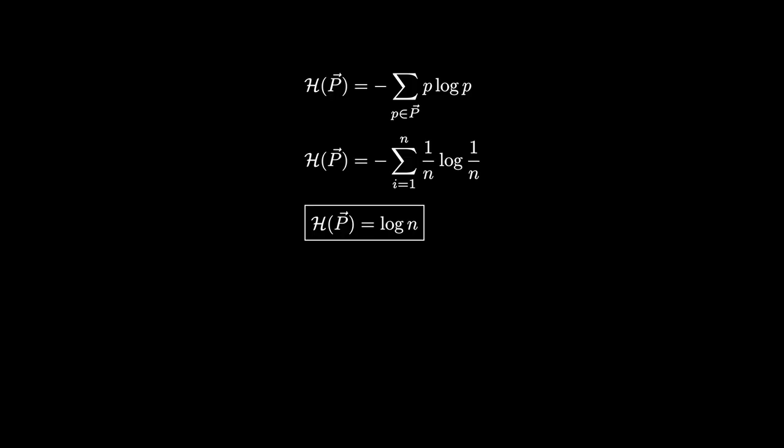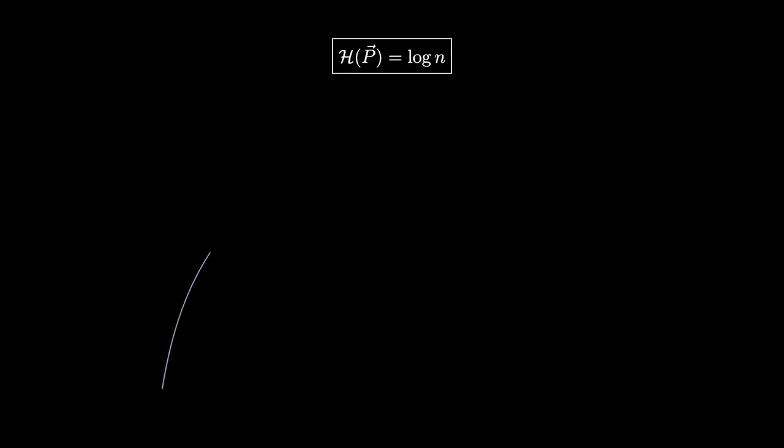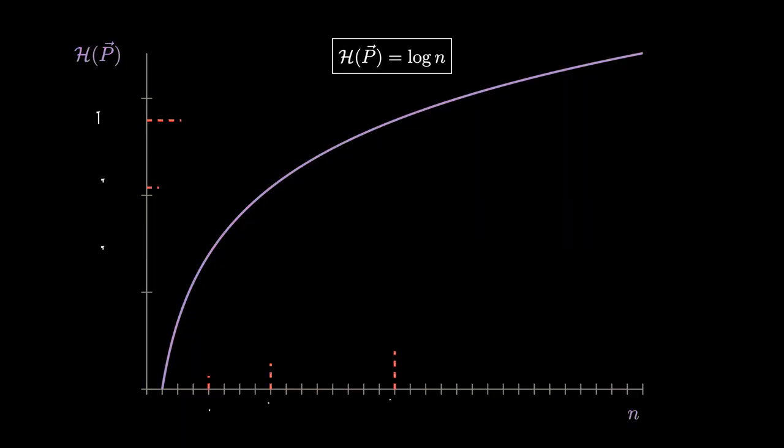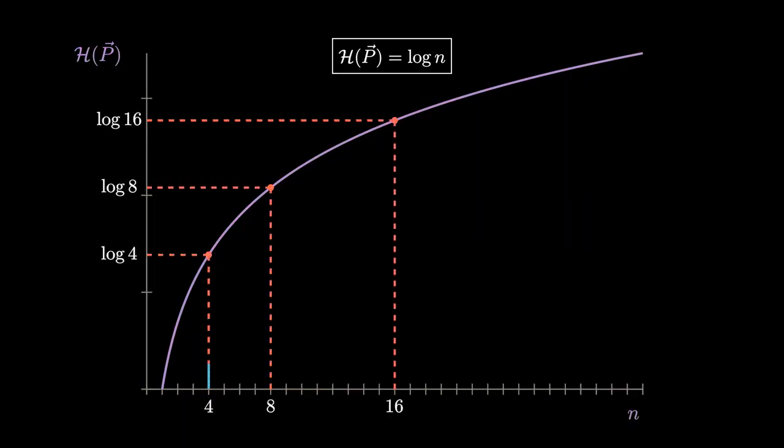Because entropy is the expected value of the information content, the entropy here is just the information content of an event of probability 1 over n. Now let's plot the entropy of the system based on the amount of boxes. We realize that when the amount of boxes is squared, the entropy only doubles. This is a phenomenon that has an intuitive geometric explanation.